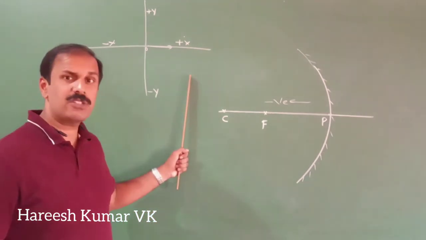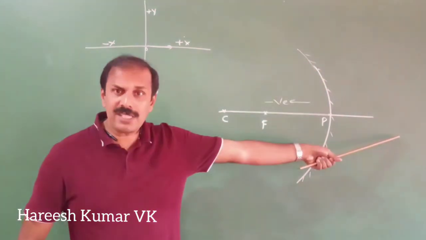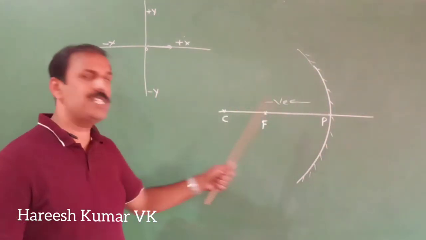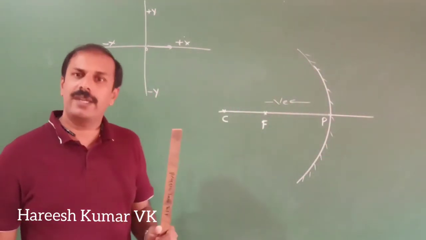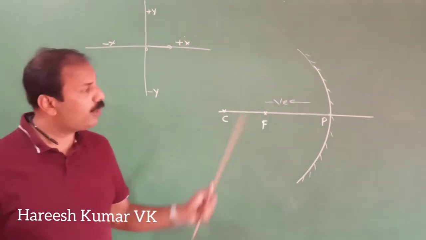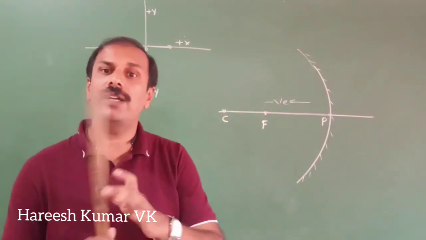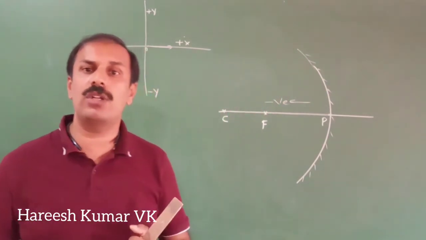Object is here, so the object distance also is negative. If the image is formed that side, then it will be positive. If the image is formed this side, then it will be negative. Now if you take the convex mirror, what will happen? The focal length will be toward that side, that is positive. So that's how we will identify concave and convex based on the focal length.